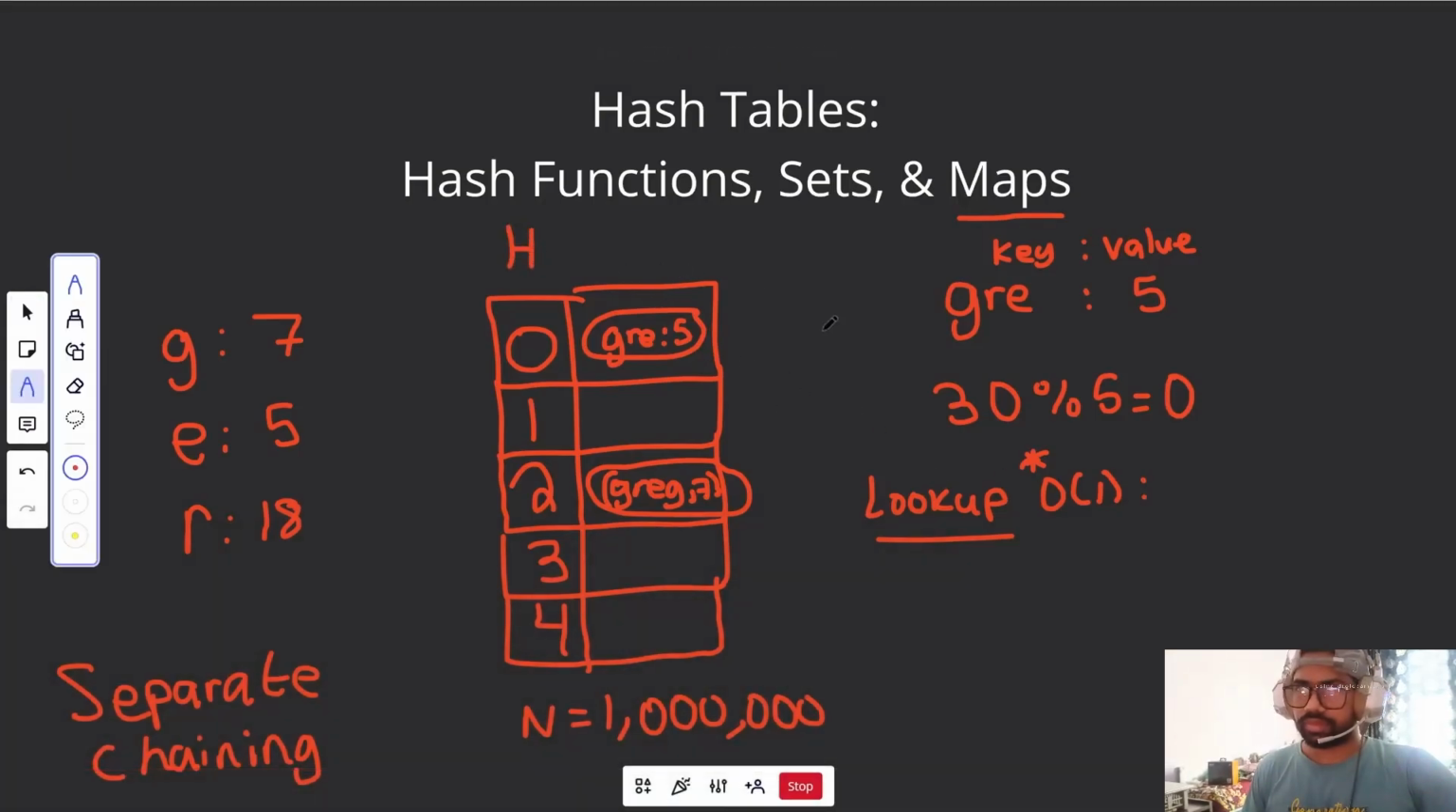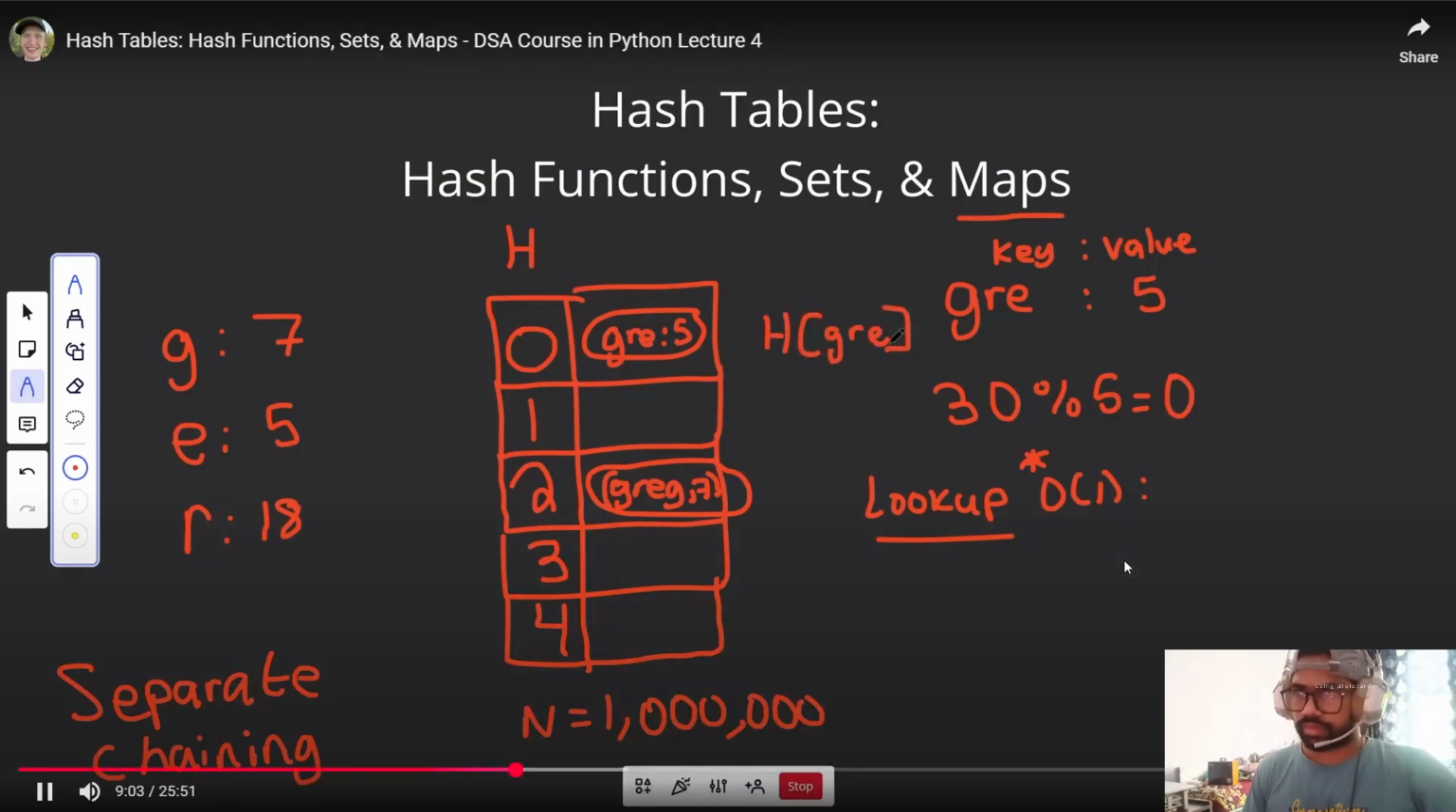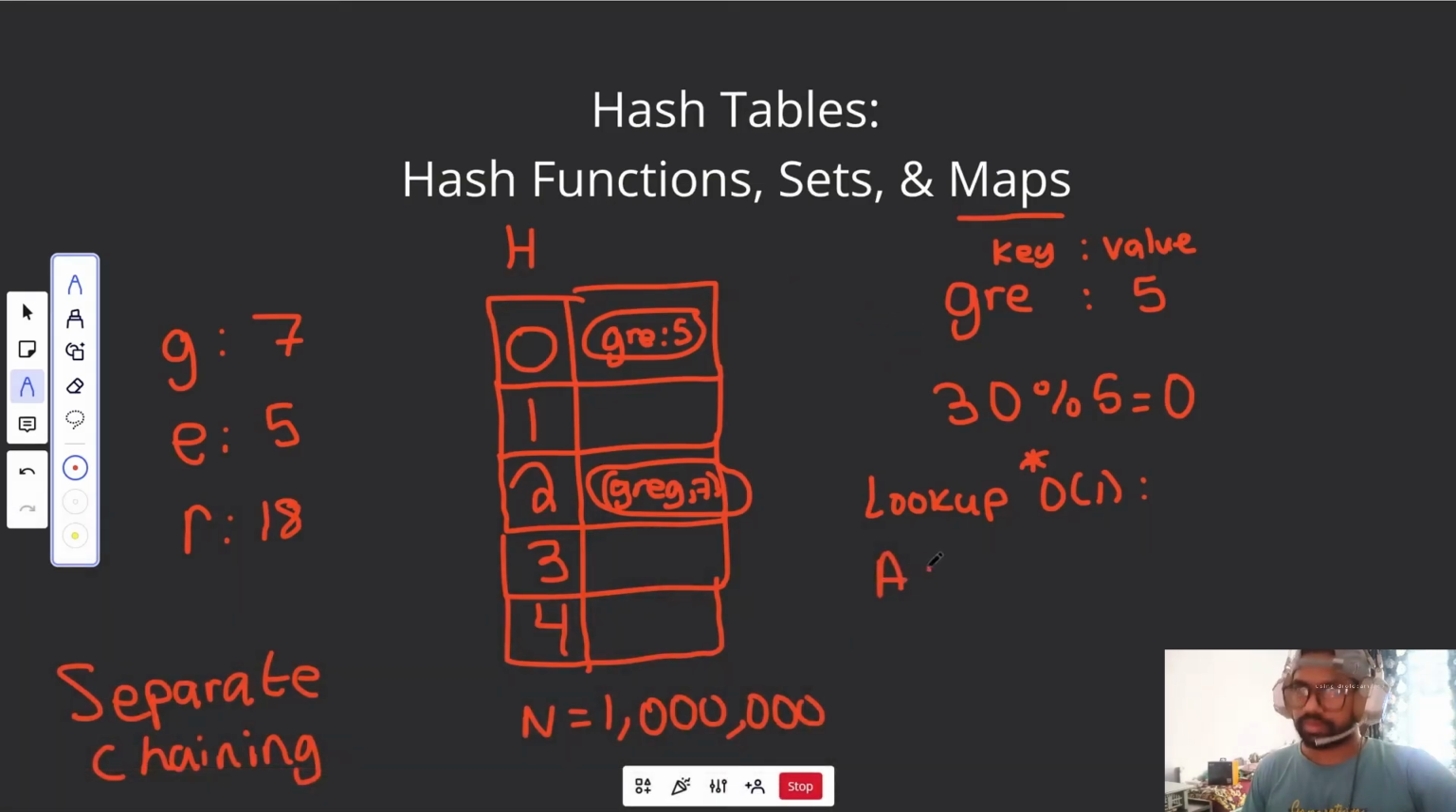So if we call this thing H, for example, then you could basically write something like this: what is H at GRE, and that would tell you that the value associated with the key is going to be 5. Again, you can have add, which is going to take roughly O of 1 constant time, because you just want to add a new key value pair in here.